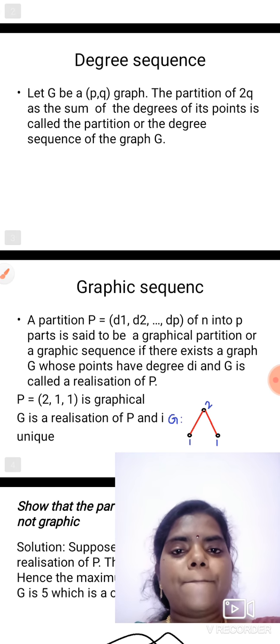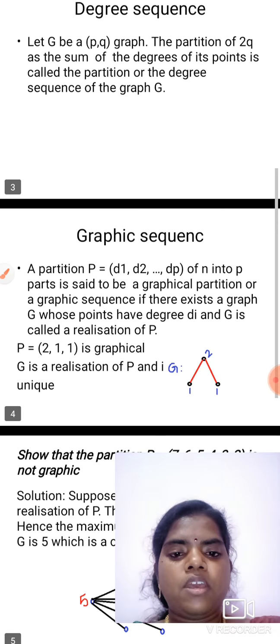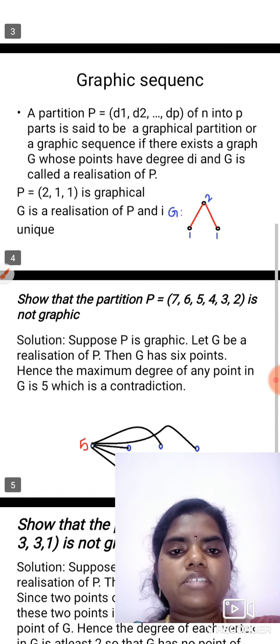Now degree sequence. Let G be a (p, q) graph where p is the number of points and q is the number of lines. The partition of 2q as the sum of the degrees of its points is called the partition or the degree sequence of a graph G. Next definition is graphic sequence.